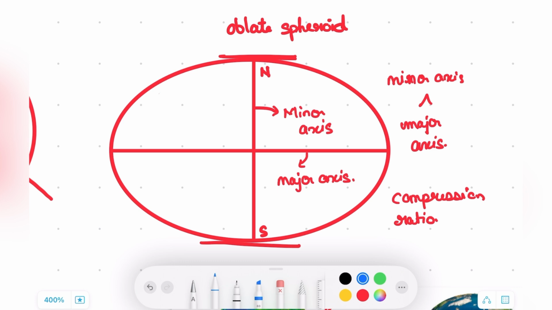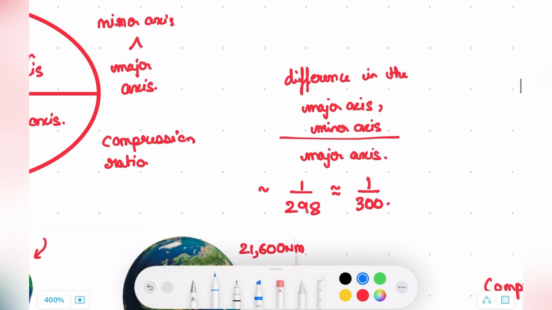So when I calculate this, I get 1:298, which I approximate for aviation purposes. I use a ratio of 1:300. What this means is that the minor axis is smaller than the major axis by 1/300th of the major axis. It's 1/300th of the major axis smaller than the major axis itself.